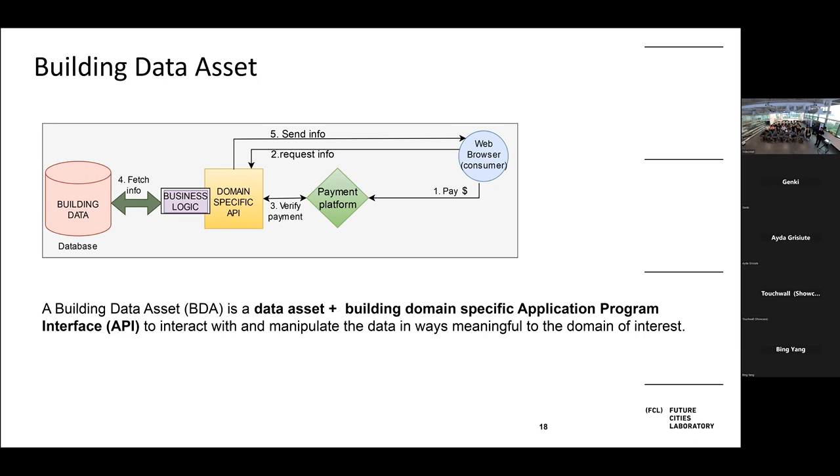So the next step would simply be to verify if the payment has been made. So they can check the payment platform and see if the monies have been paid. And there's also business logic involved. So this is to decide, has enough money been paid? Does the amount of money support the information curated and so on? So once that's done, the information can be fetched from the database, building data. It can be fetched from the database on the left-hand side and sent back in step five. So you send this information back to the consumer. And that's step five. Okay.